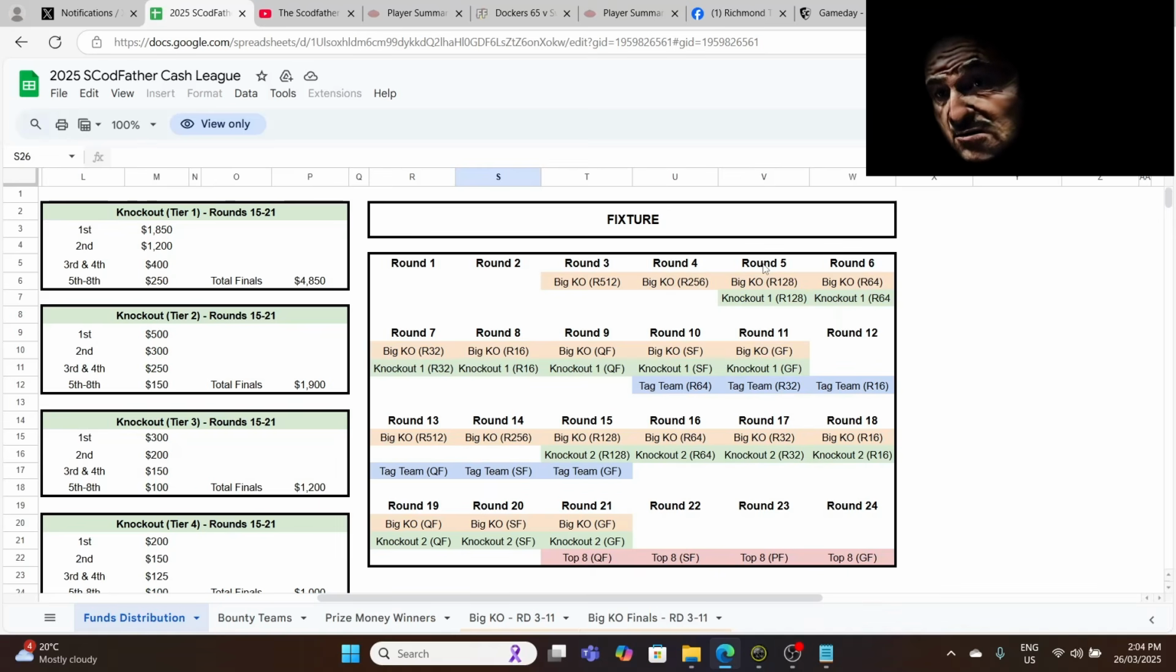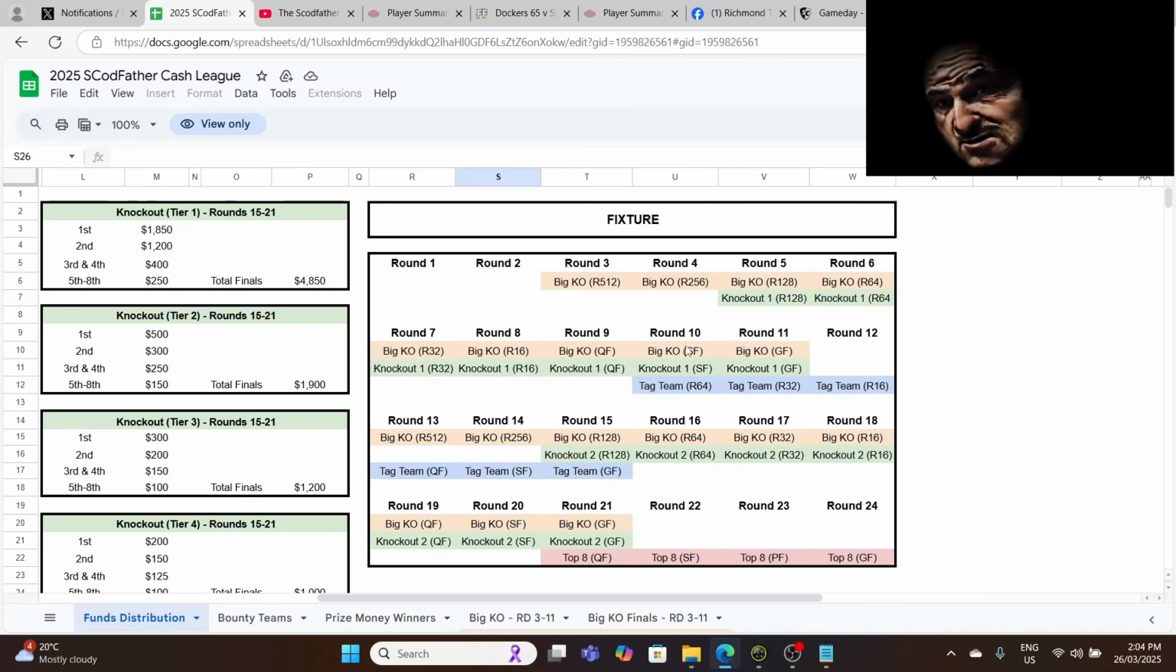However, in round 5, a second knockout tournament starts, and that's pretty much every team's involved in this one as well, and that's a tier knockout. We call it knockout 1. And chances are you might even be in 2 knockout tournaments at the same time. So this goes from round 5, 6, 7, 8, 9, 10, and 11.